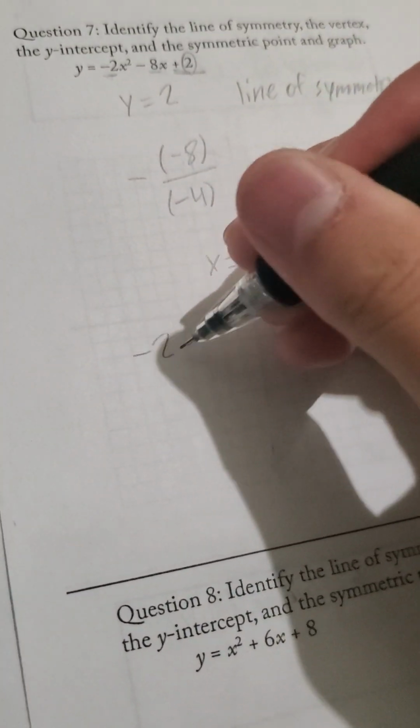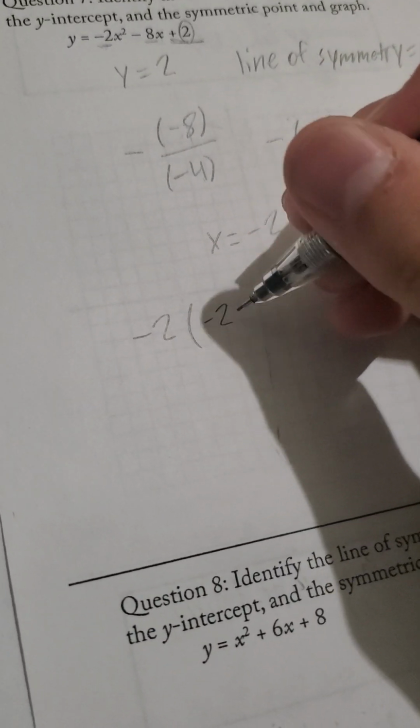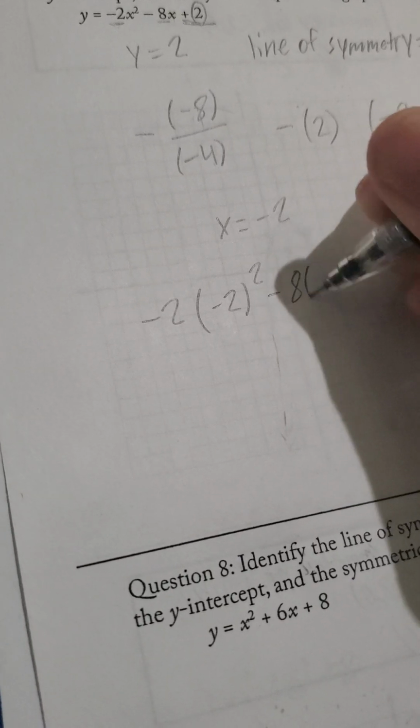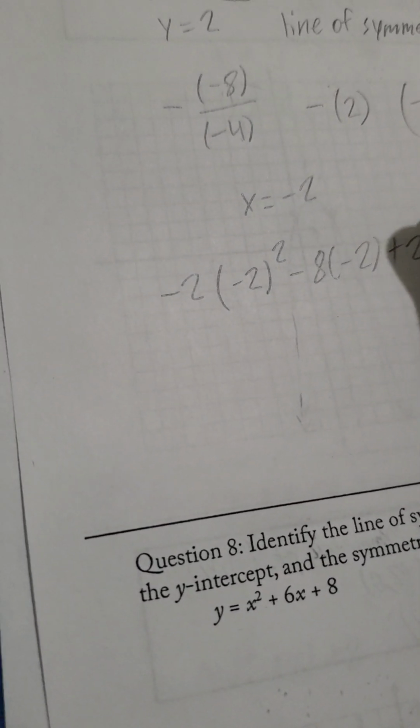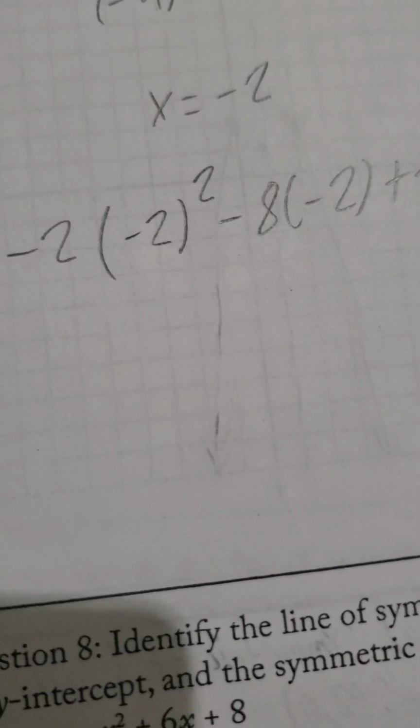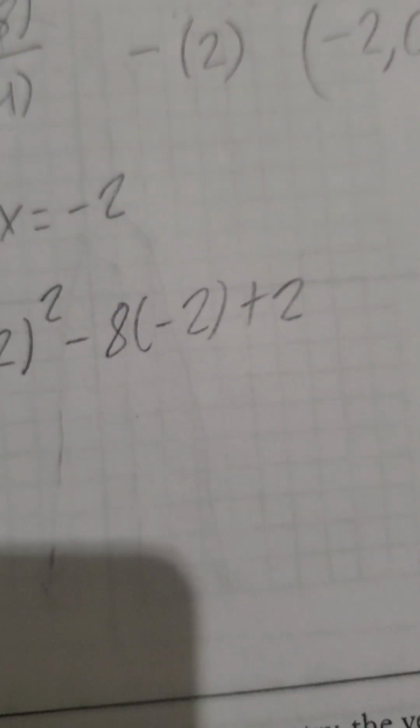Moving on. By doing so, we have negative 2, parentheses, negative 2 squared minus 8, negative 2 plus 2. And that's what y should equal, because we've taken x in this equation and we've replaced it with negative 2 right here and right here. This camera's not focusing. Right there. There you go.